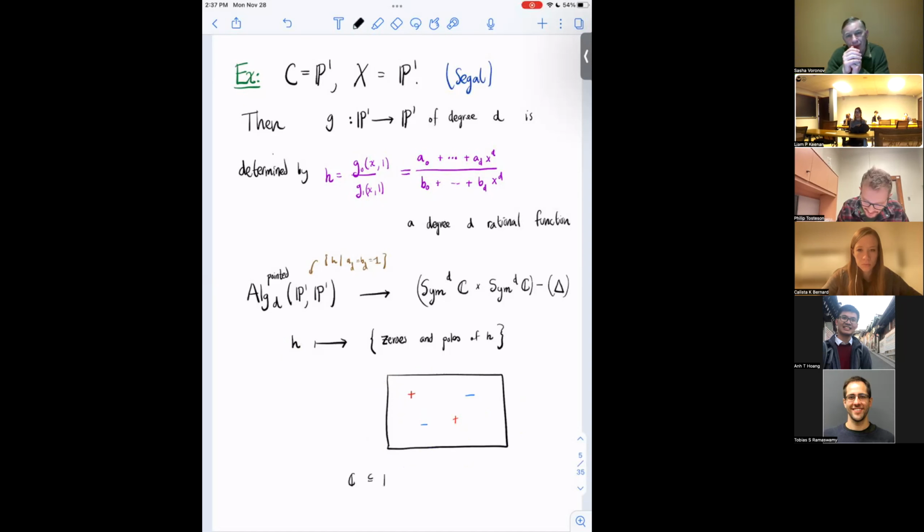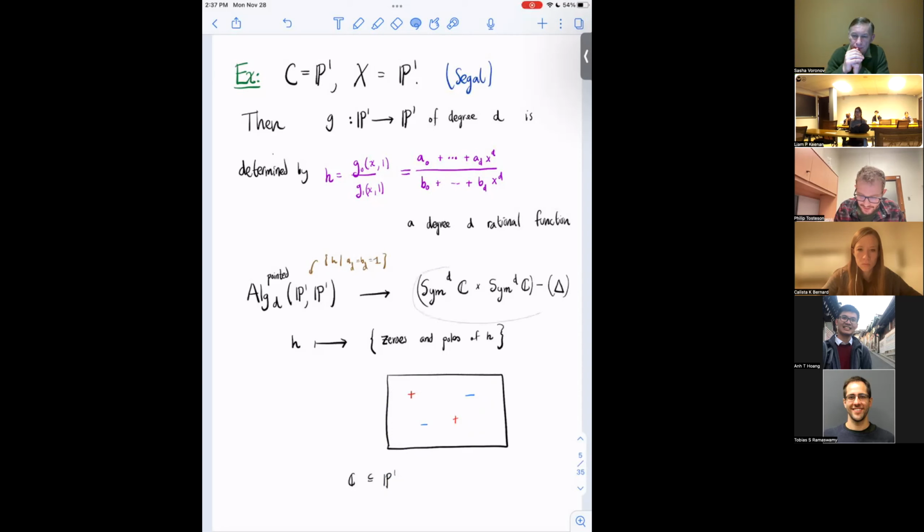So the complex plane is contained inside of P1. Because we have this pointed condition, we know that none of the zeros and poles are at infinity. So they're all lying in the complex plane, and you can write them down and get this divisor, with some points counted positively and some points counted negatively.